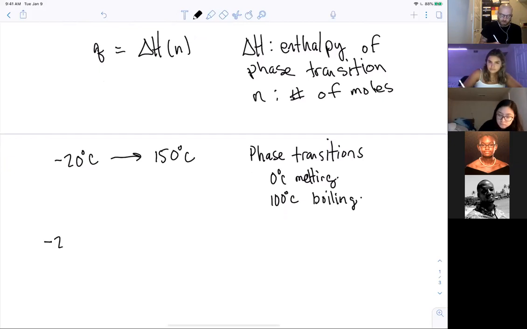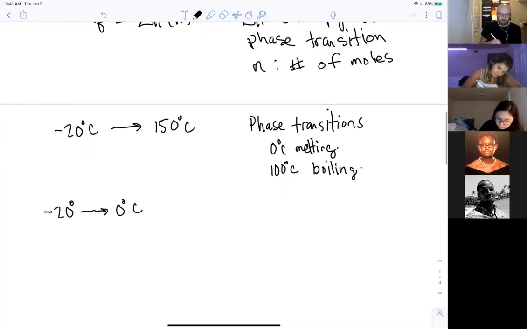So the way you want to think about it is I'm going from minus 20 degrees to 0 degrees Celsius. That's one calculation. Then at 0 degrees Celsius, I'm melting. That's another calculation that we're going to do. And then as I get above that, as I go from, let's see, wait, what did I do here? Minus 20, oh yeah, because we're in Celsius. Sorry, I'm thinking in terms of Kelvin.